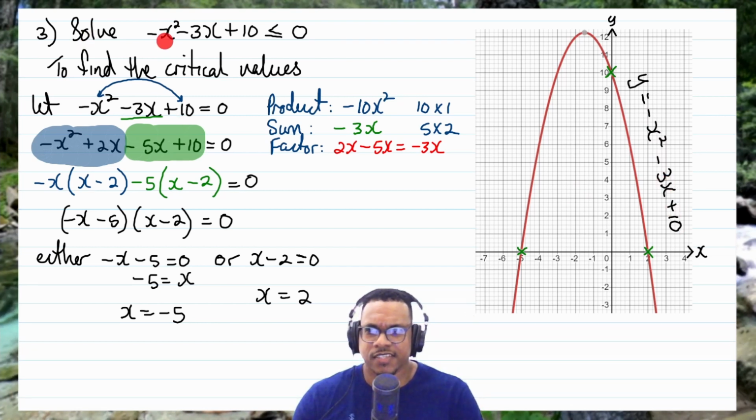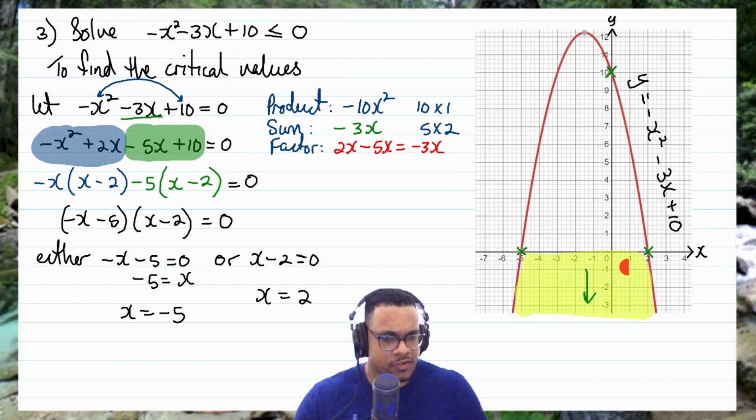So in this question, this negative x squared take away 3x plus 10 would be y. So what we are saying is y is less than or equal to 0. So that will be the portion of the graph that's under the x-axis. Now you can see as y decreases, this horizontal distance keeps getting wider. So the graph moves outward like this. So when y is less than or equal to 0, x is less than or equal to negative 5, or x is greater than or equal to positive 2.